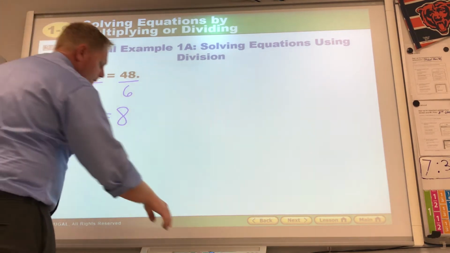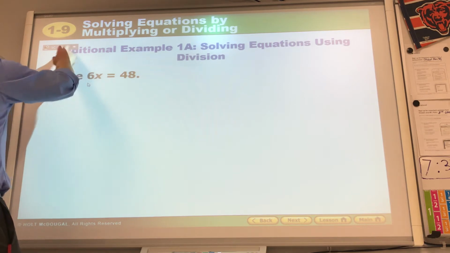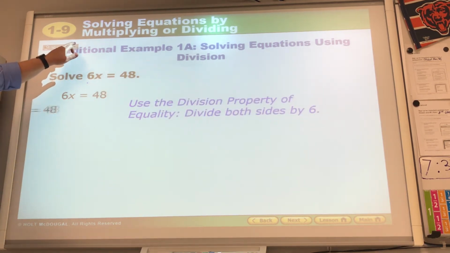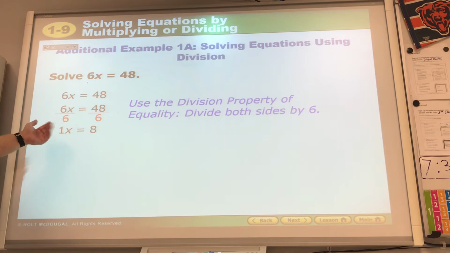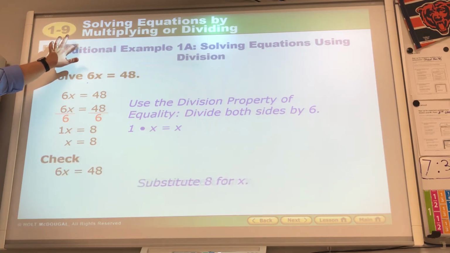All right, so we've got that method, we've got that process right there. We'll see them put it into use here. Divide by 6, divide by 6. We get the variable by itself. With it being 1x, we don't have to write the 1x. And then we get x equals 8. When we plug it back in, it works out nice and fine.